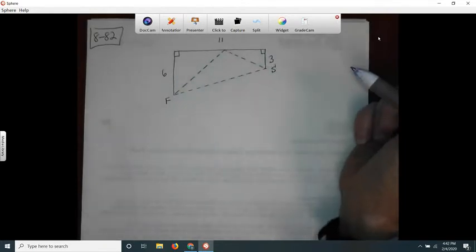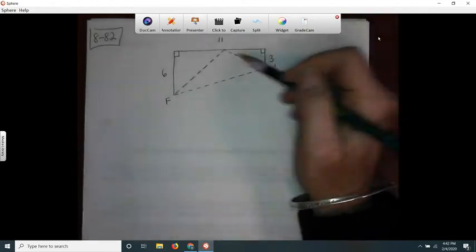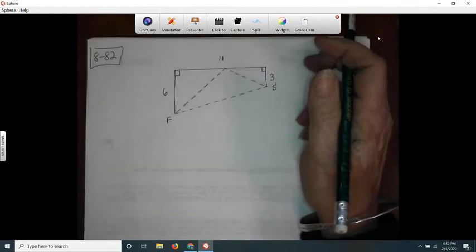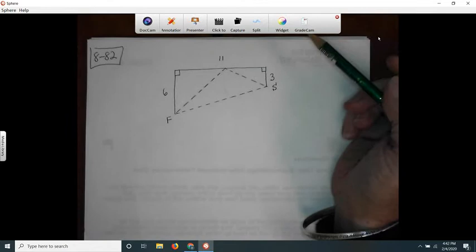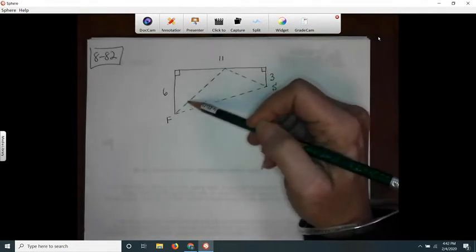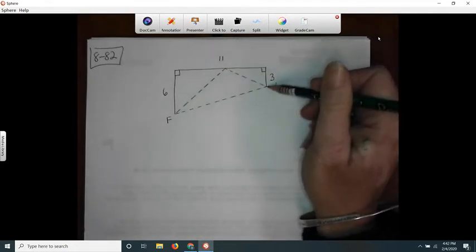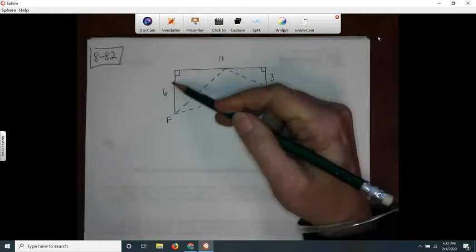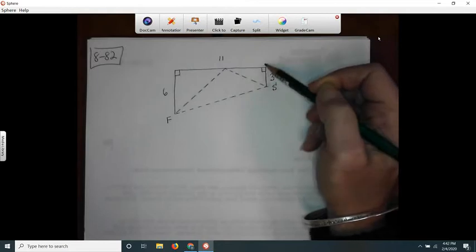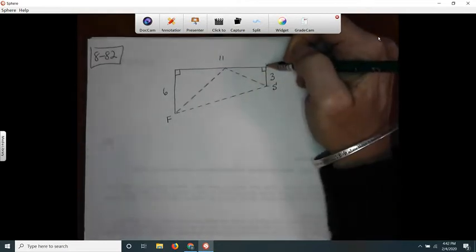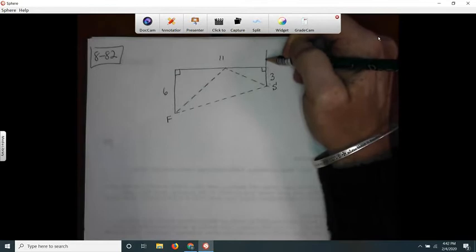So how are you going to know where to put it? You could just do a bunch of calculations, keep moving it and guess and check. I think the easiest way to think about this is that the shortest distance between 2 points is a straight line. This is 6 feet, and this is 3 feet. If I were to flip this 3 foot, let's just flip it up here. Just humor me.